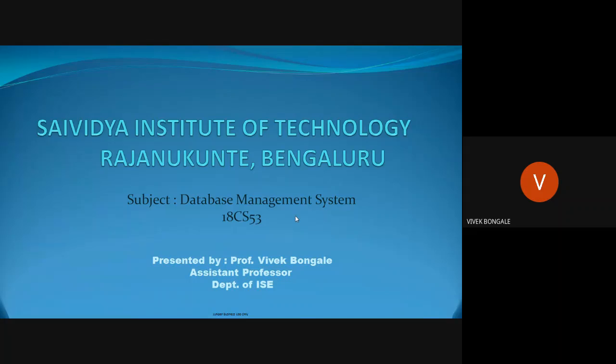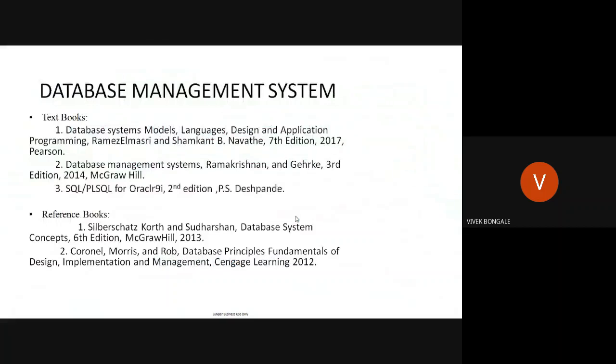Database management system, the prescribed textbooks are given for the students to refer: Database Management Systems: Models, Languages, Design, and Application Programming, written by Ramez Elmasri and Shamkant B. Navathe, 7th edition, 2017, Pearson is the publisher. And the second edition of Database Management Systems by Ramakrishnan and Gehrke, third edition, 2003, McGraw-Hill publisher.